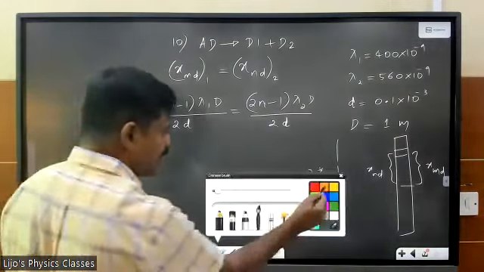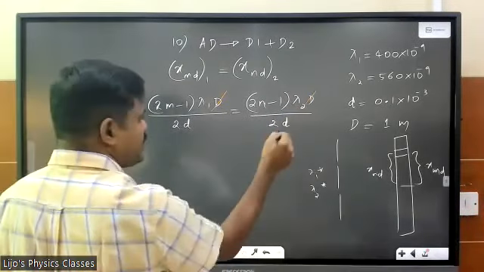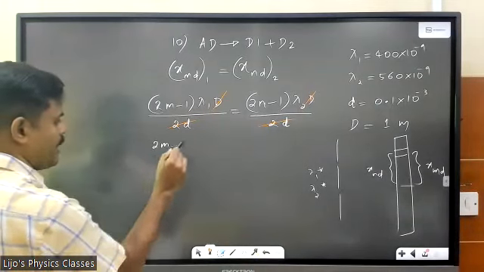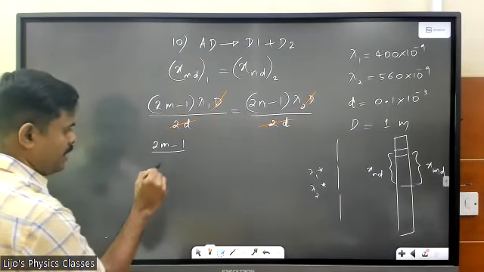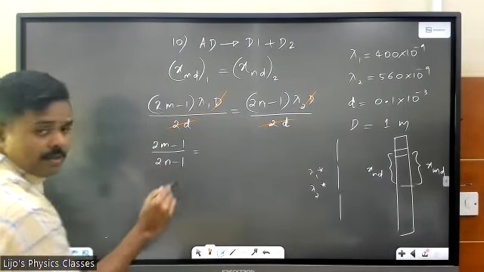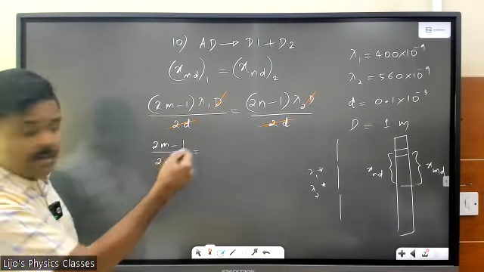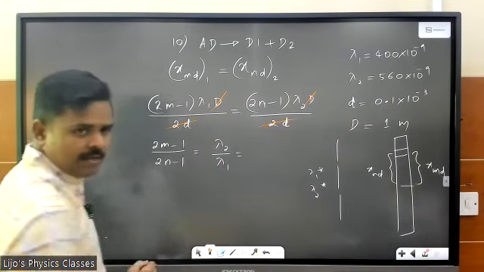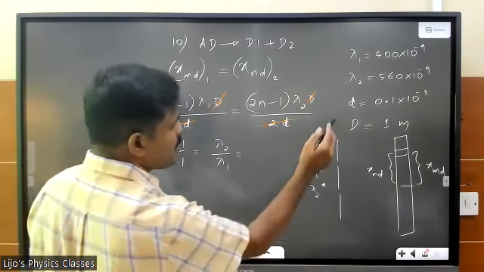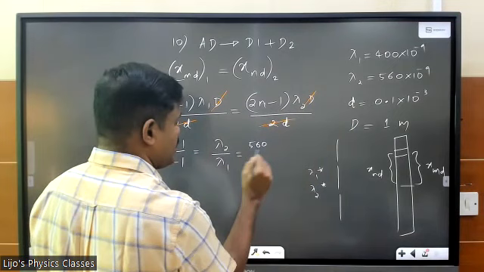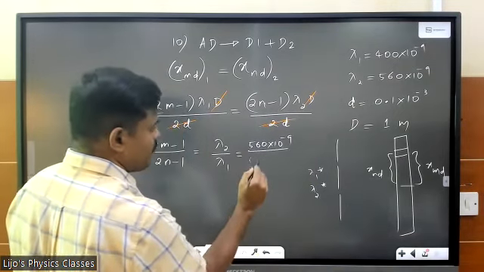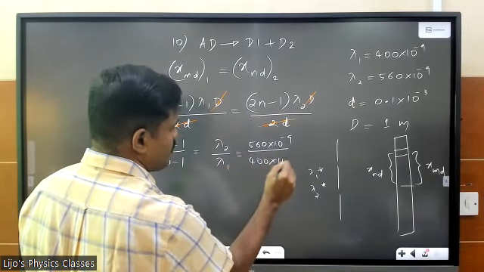Correct. So I can cut the terms here. Capital D gets cut here. 2d gets cut here. That is leaving me with 2m minus 1 by 2n minus 1. 2n minus 1 comes to this side. Lambda 1 goes to the other side. Lambda 2 divided by lambda 1. What is lambda 2? It is given 560 into 10 raised to minus 9 by, tell me what, 400 into 10 power minus 9.